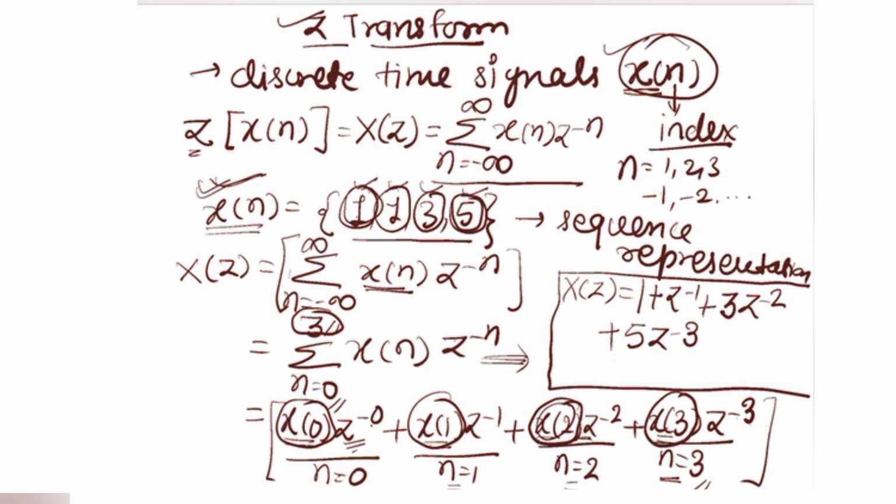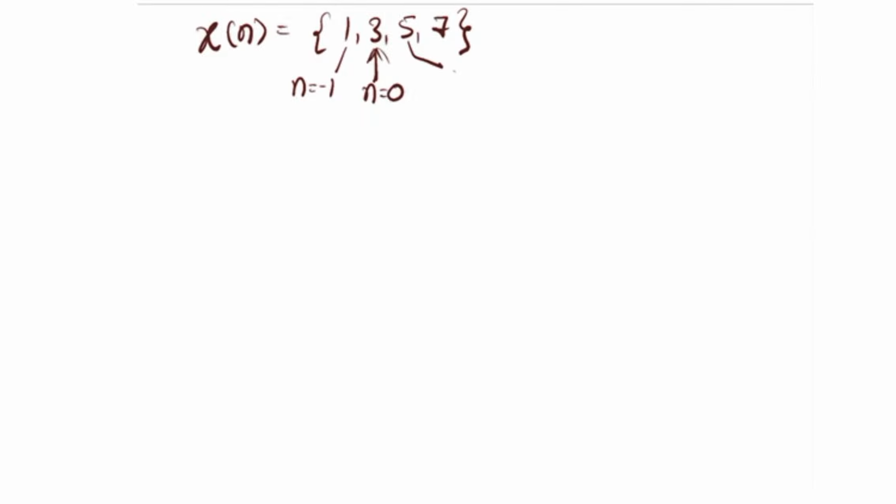Now we will take another example. Suppose x[n] is given by 1, 3, 5, 7, with the origin at 3. This arrow we are putting here actually shows that this is for n equals 0. So this 1 is at n equals minus 1. This 5 is at n equals 1. 7 is at n equals 2.